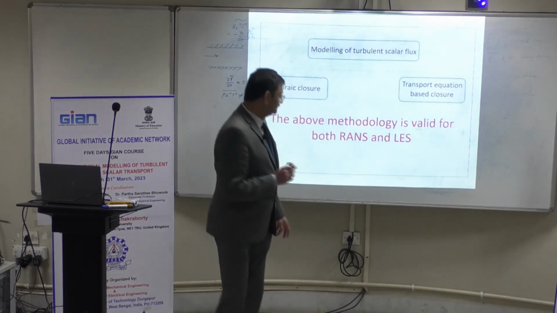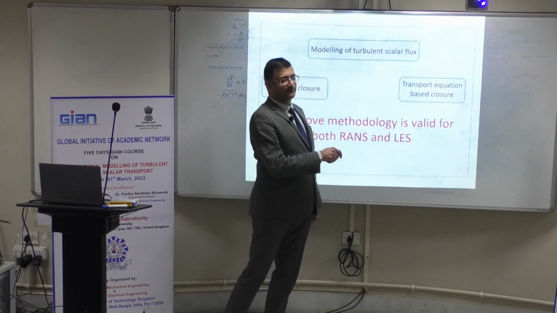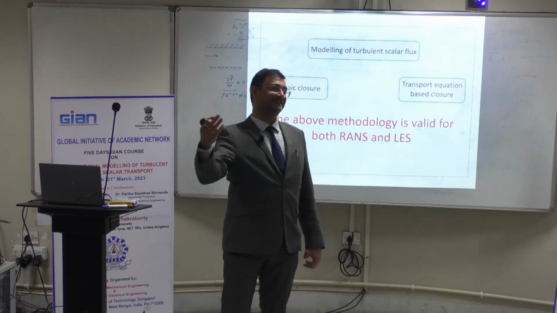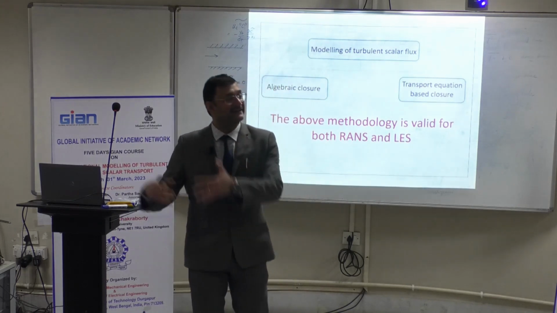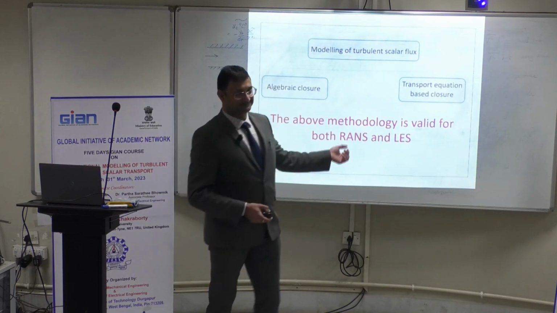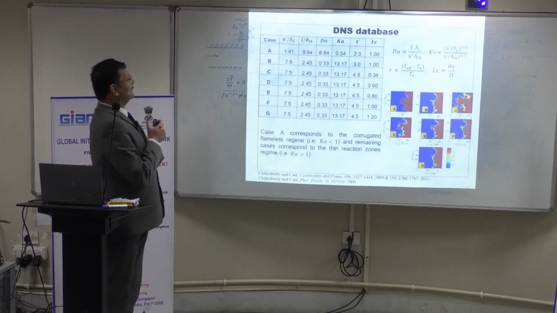But however, it is not really common for LES to actually go for transport equation based closure, because LES is already computationally expensive. You don't want to carry extra transport equations. But in principle, you can; nobody is stopping you.